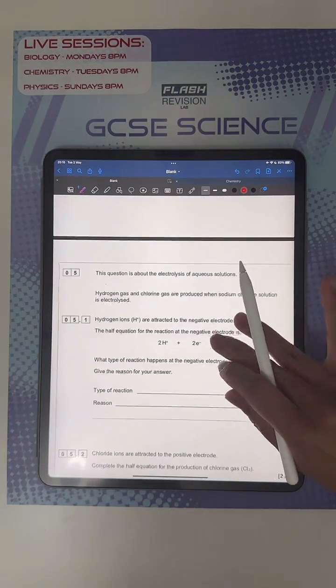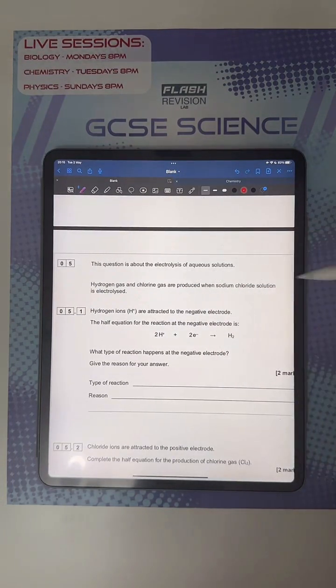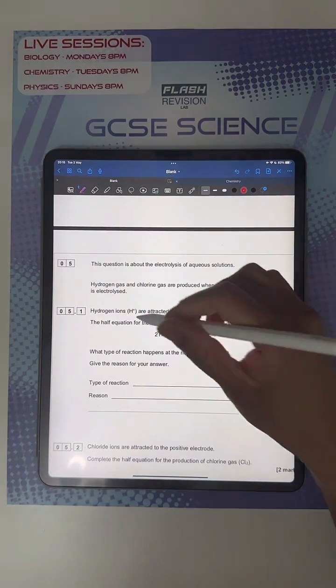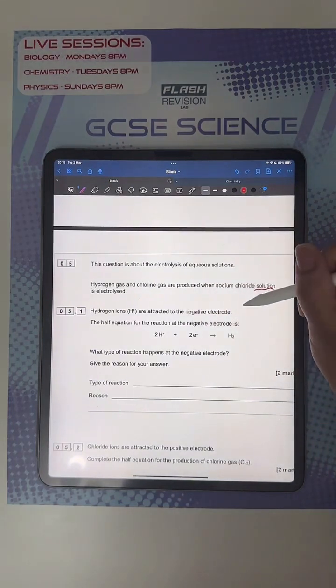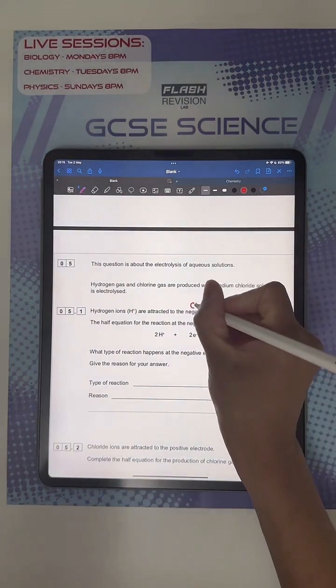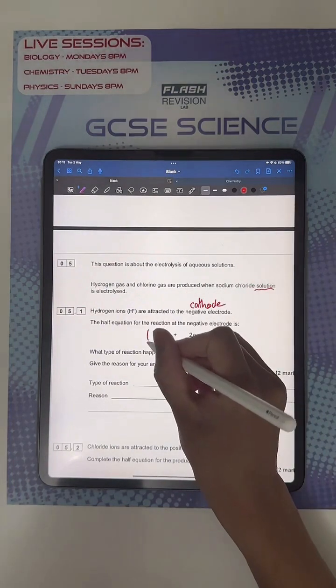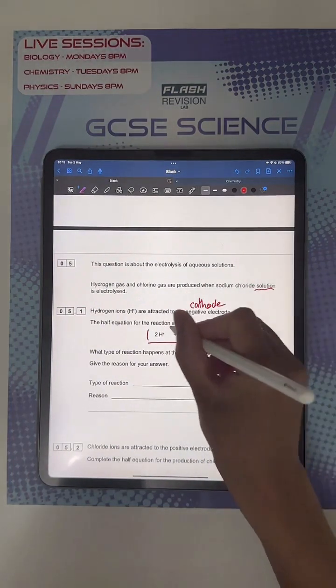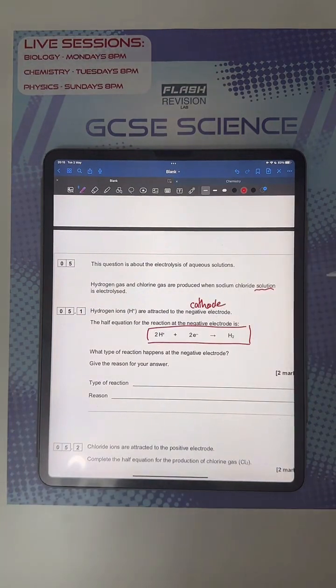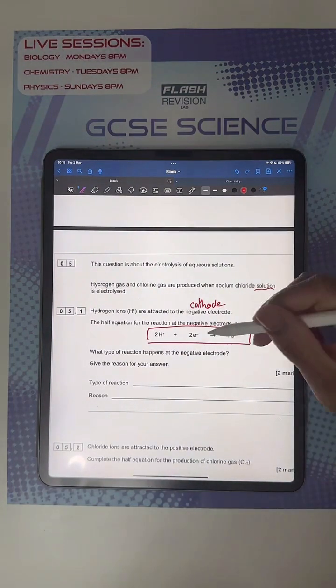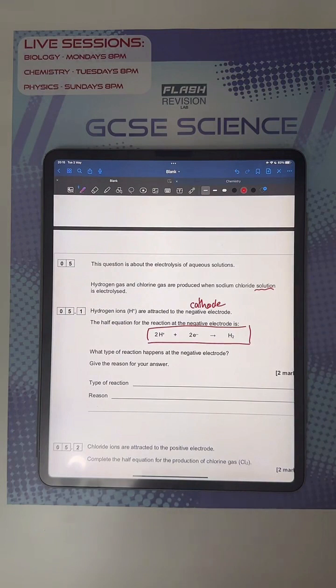Right, we've got electrolysis now. Hydrogen gas and chlorine gas are produced when sodium chloride solution is electrolyzed. Hydrogen ions are attracted to the negative electrode, so that's the cathode. The half equation is this at the negative electrode. What type of reaction happens? Right, so this is a cathode. What reaction happens at the cathode? Someone remind me.